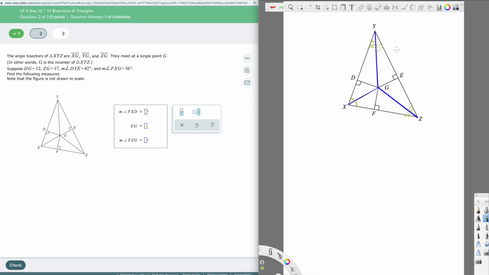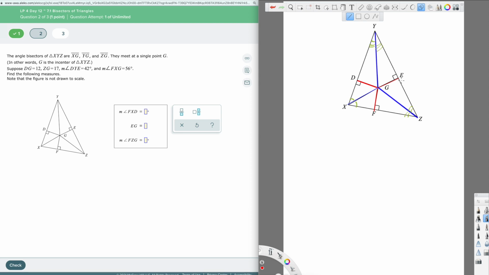Those are the congruent segments on this one. So it makes these perpendicular segments congruent all the way around. They're very similar pieces, but they react differently. Perpendicular bisectors meet at the circumcenter, and that makes the segments from the vertex to the center congruent. Angle bisectors make the perpendicular segments from the center to the side congruent. I don't know if saying it again really helped.